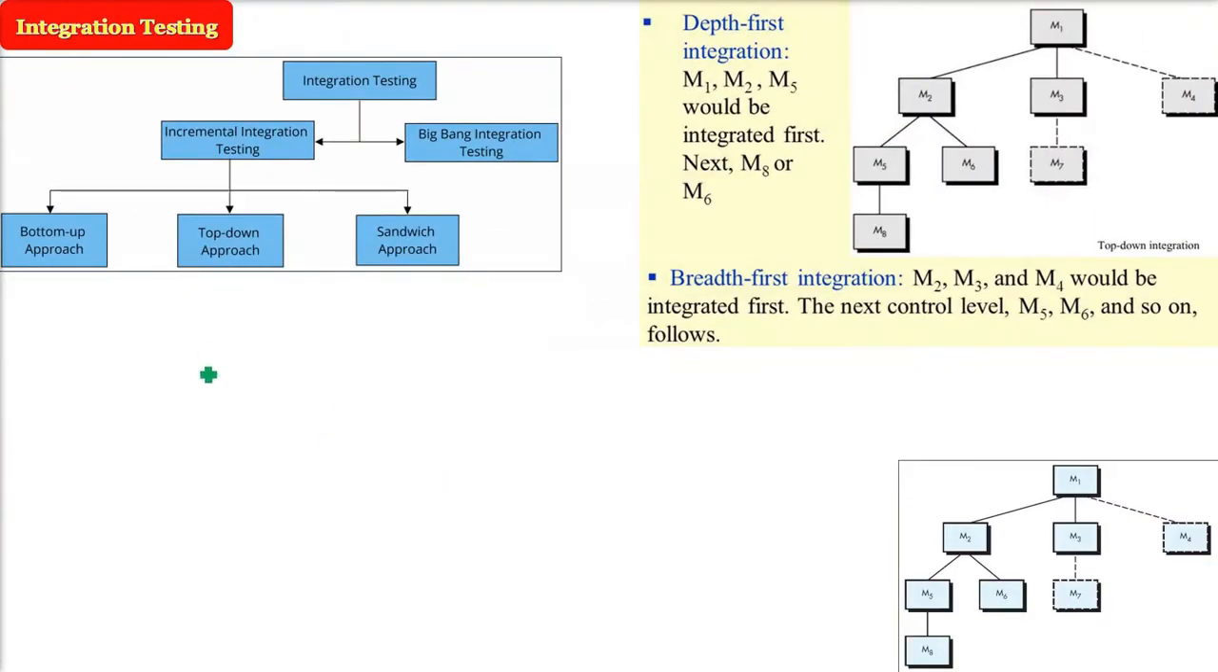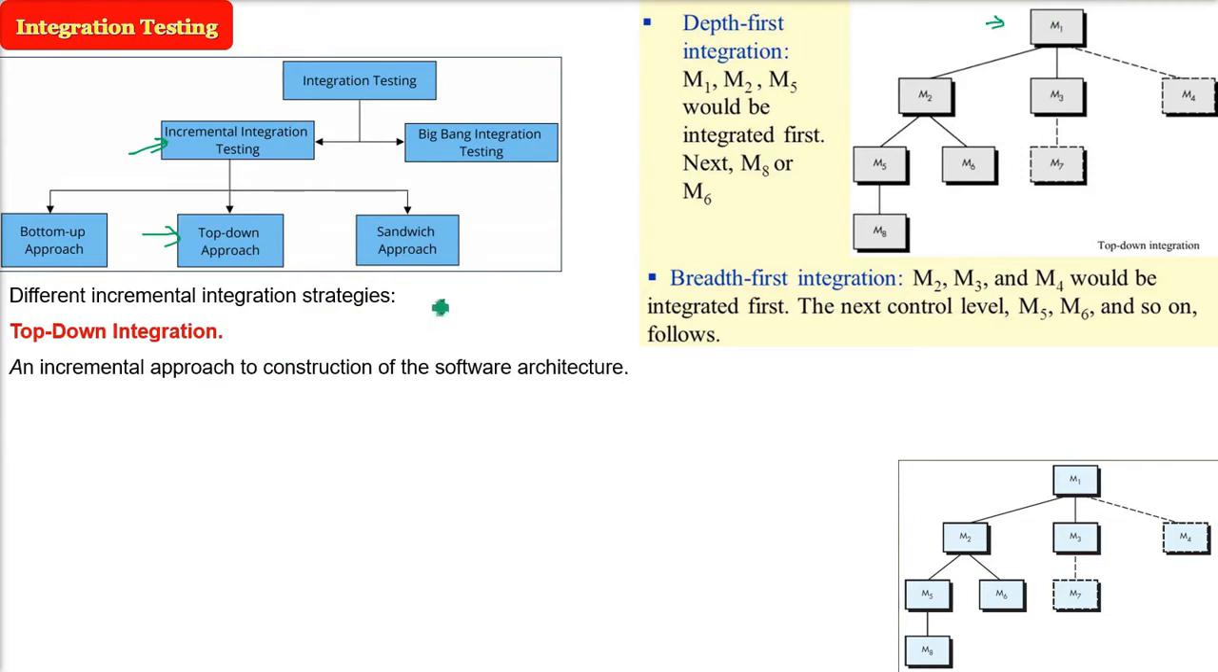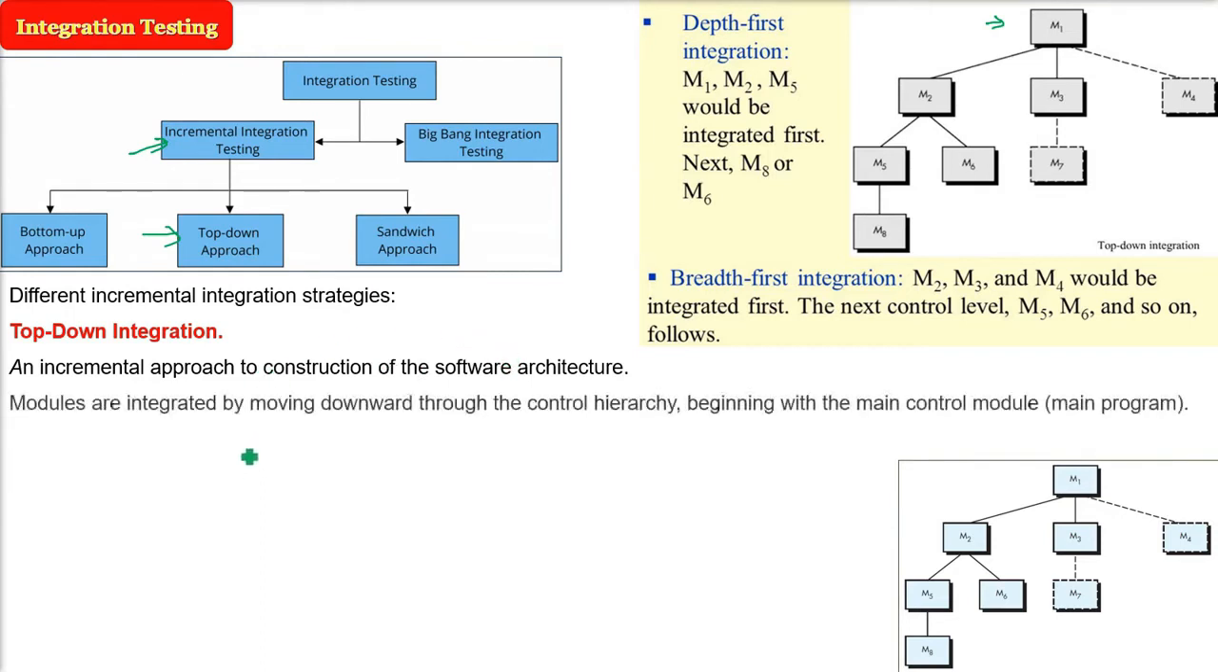So in integration testing, there are various different incremental integration strategies. So how do we do it? Let us start with the top-down approach. As the name suggests, we'll start with the top. One by one we'll go in the direction which is vertically downwards. So it is an incremental approach for the construction of the software architecture. Here we are more focused on the architecture, how these modules or the components are there, and then we combine them one by one.